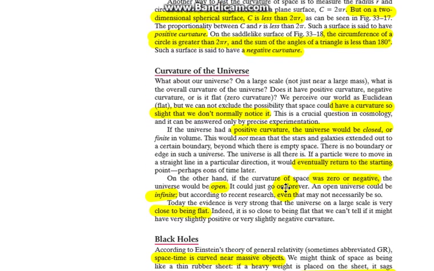On the other hand, if the curvature of space was zero or negative, the universe would be open. It could go on forever. An open universe could be infinite. But according to our recent research, even that may not necessarily be so. Today, the evidence is very strong that the curvature on a large scale is very close to being flat, so it continues to extend out forever. Indeed, it is so close to being flat that we wouldn't be able to really tell if it is slightly positive or slightly negative curvature.